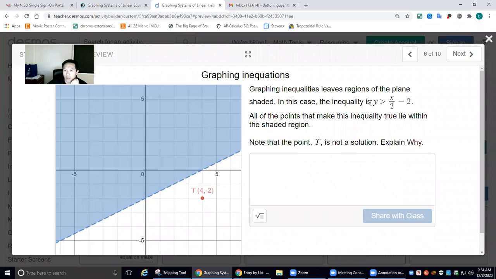So here's your inequality. y is greater than x over 2 minus 2. You see that it's shaded above. All the points that make this inequality true lie within the shaded region. Note that the point T is not a solution. Explain why. So this is your own words explaining why this point is not a solution. And it's very simple. Can anyone tell me just simply why this point is not a solution?